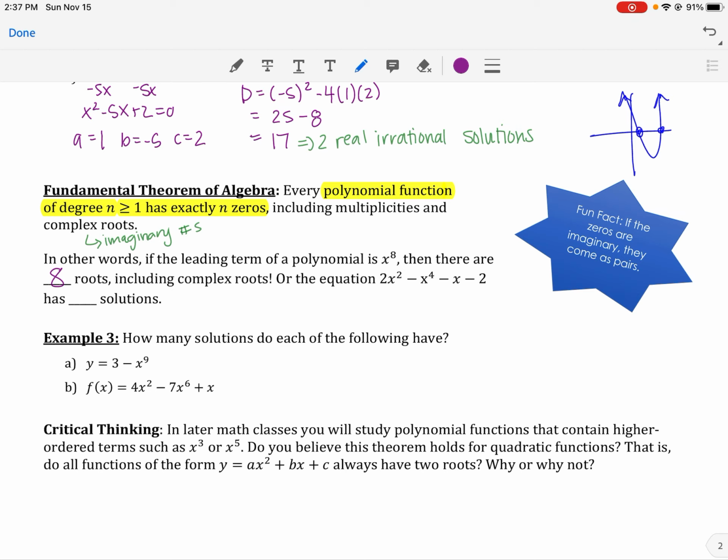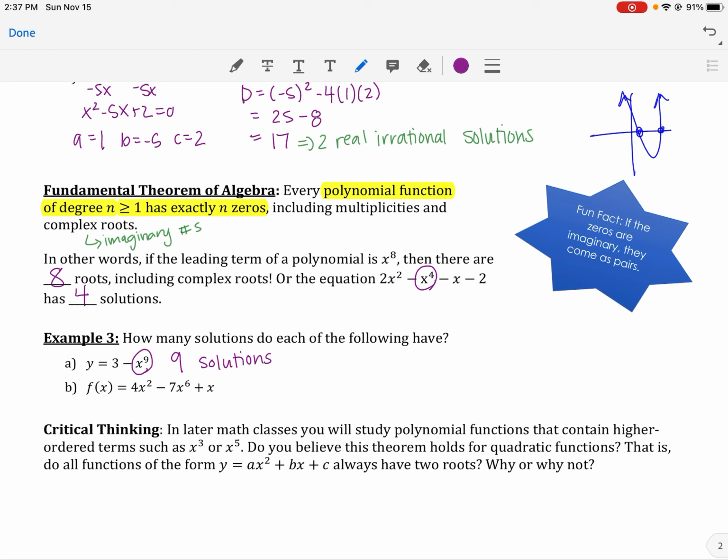So an equation like 2x squared minus 4x minus x minus 1, you want to look for the highest degree polynomial. So in this case, we got to the 4th power. So that means it's degree 4, and that means that there's going to be 4 solutions. So how many solutions do each of the following have? Y equals 3 minus x to the 9th. X to the 9th would be the highest degree. So there's going to be 9 solutions.